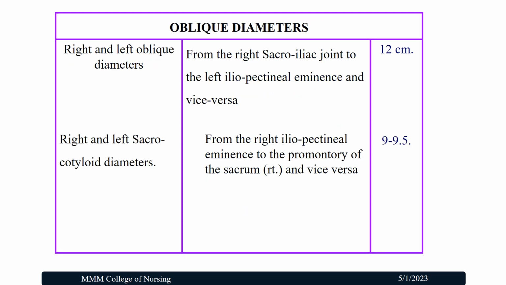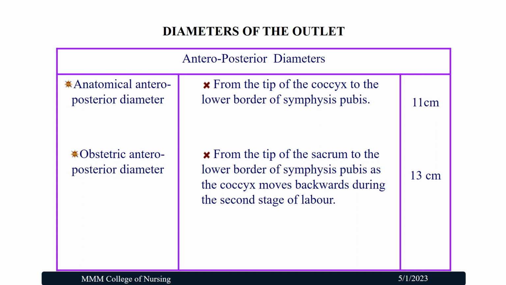Next are the oblique diameters, right and left. The right oblique is from the right sacroiliac joint to the left iliopectineal eminence, and the left is from the left sacroiliac joint to the right iliopectineal eminence, about 12 cm. The right and left sacrocotyloid diameters are from the iliopectineal eminence to the promontory of the sacrum and vice versa, about 9 to 9.5 centimeters.